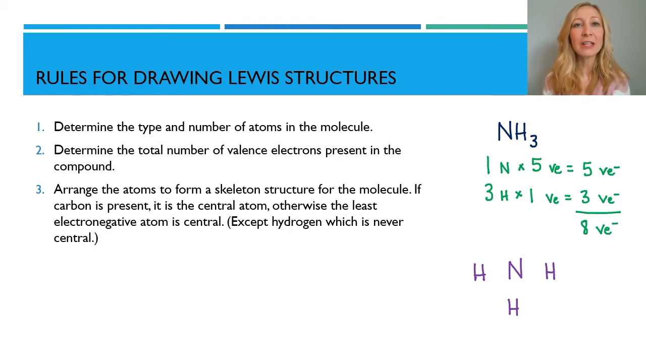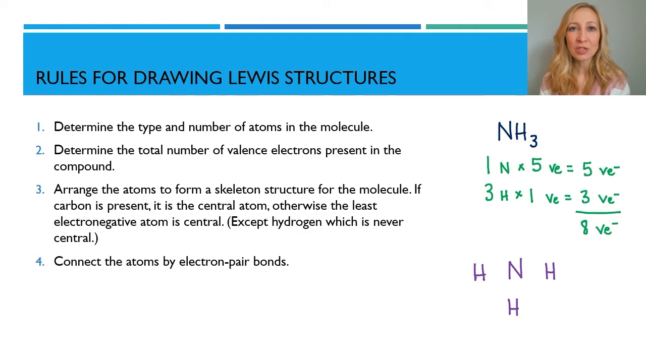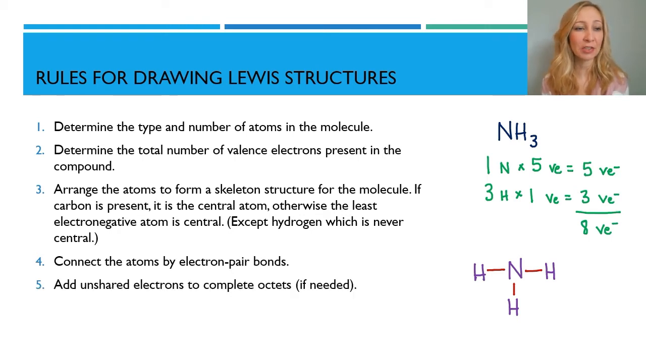Usually, I fill in my hydrogens last, so I fill in the atoms that I know will go in the center or near the center, and then I surround everything with hydrogens. So I have something that looks like this. This is my skeleton structure. N surrounded by 3 hydrogens. Now the next thing you need to do is connect the atoms by electron pair bonds. So these bonds are represented by lines, and each line represents 2 shared electrons.